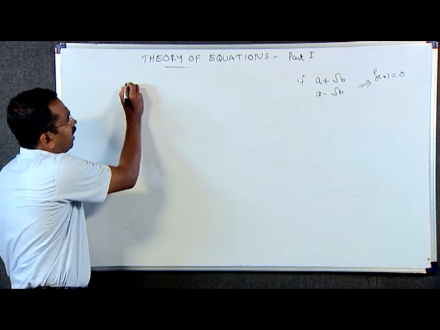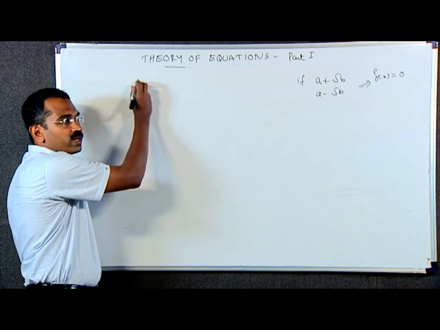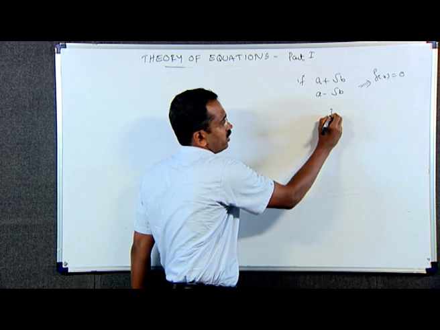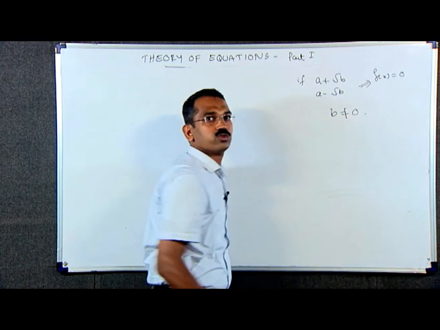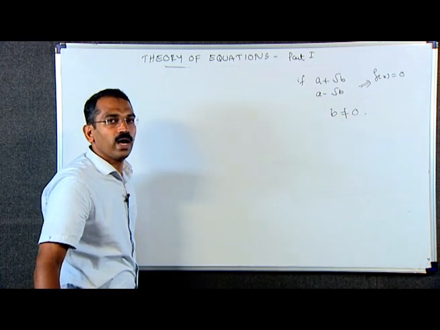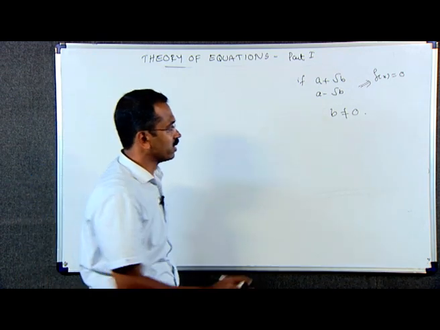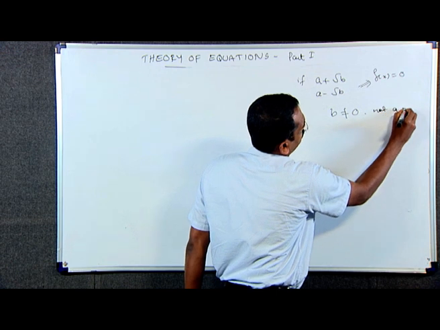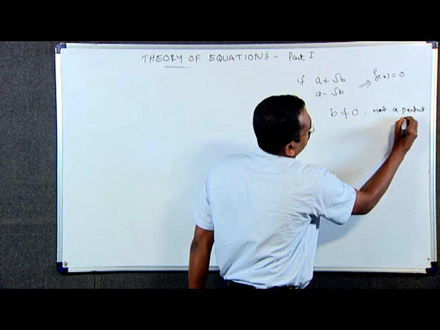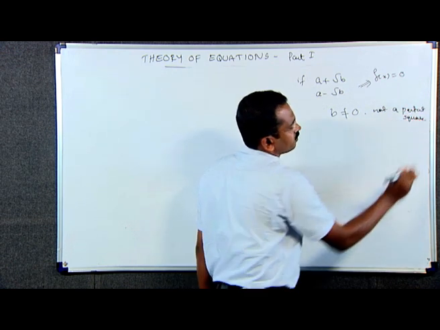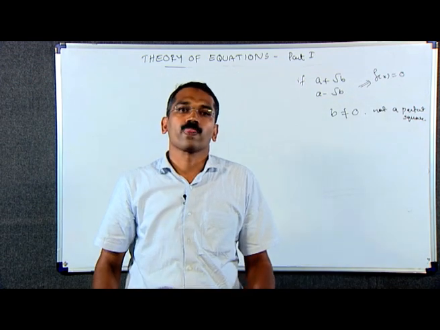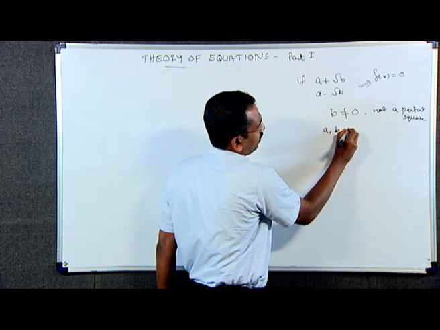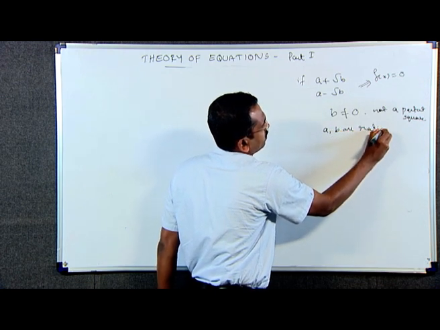is also a root of the same equation f(x) = 0. Let a + √b be a root of the equation f(x) = 0, where b is not equal to 0. Here b should not be equal to 0, and b is not a perfect square. a and b are rational numbers.